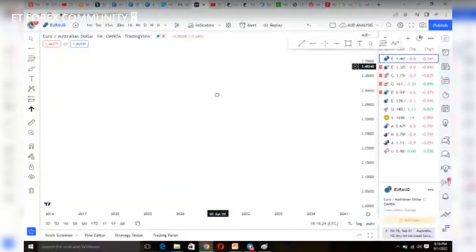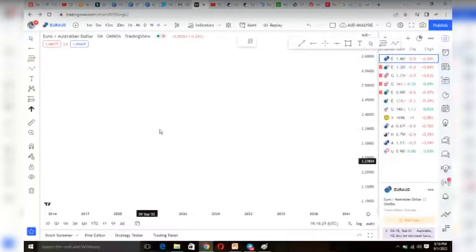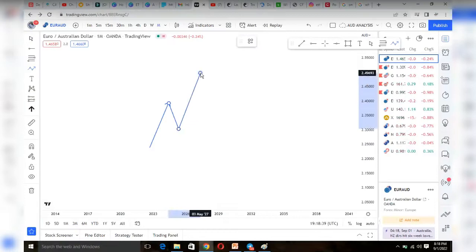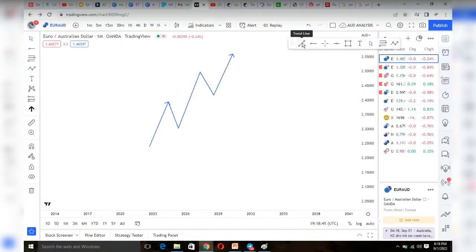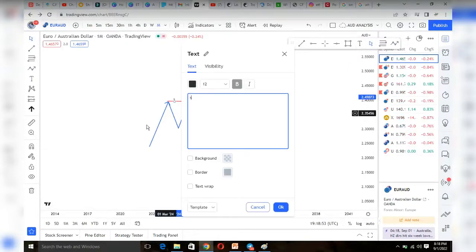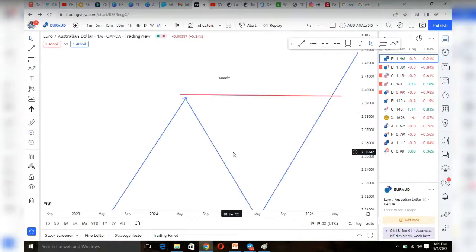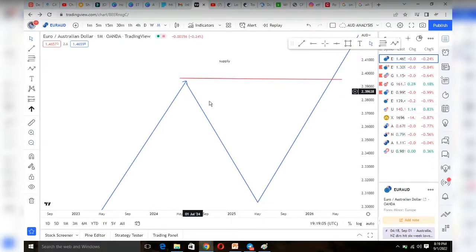All right, so like I was saying, when the market starts to move, it moves up, down, up, down, up. So at this point, what is this? This is a supply zone. Let me zoom it out for you. So we have a supply. When the market reaches there, the market turns.